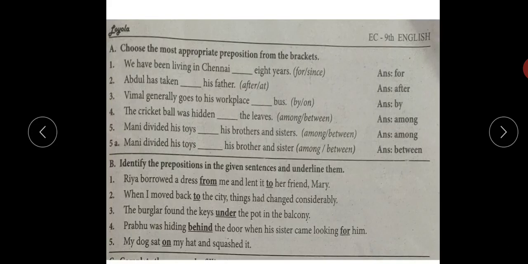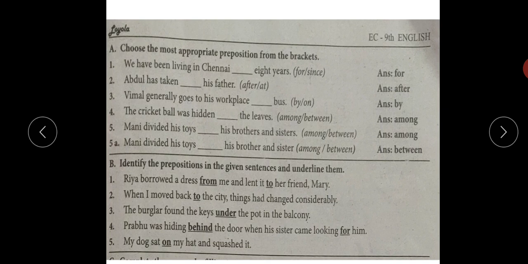When I moved back to the city, things had changed considerably. Again, when I moved back to the city, so the direction. You understand? We have seen the preposition of movement. திரும்ப வரும்போது, so that is to. The burglar found the keys under the pot in the balcony. Found the keys எங்கே இருந்துச்சு? இந்த கீஸுக்கும் அந்த பாட்டுக்கும் சம்பந்தம் இருக்குது. எங்கே இருந்துச்சுன்னா under. So that is the preposition.